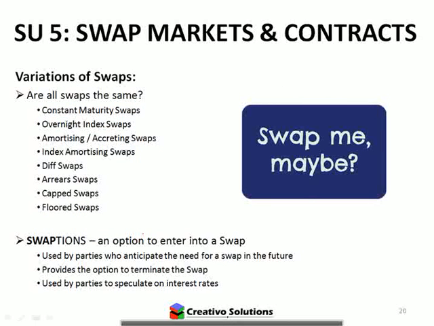So, variations of swaps. Are all swaps the same? No. There are a lot of different types of swaps: constant maturity, overnight index, amortizing, accreting, index differential swaps, arrears, capped, floored. There's a lot. Swaptions are what? An option to get a swap. No, traded on a swap. Yes, swaps with options. Swaption. You see how creative these things get?